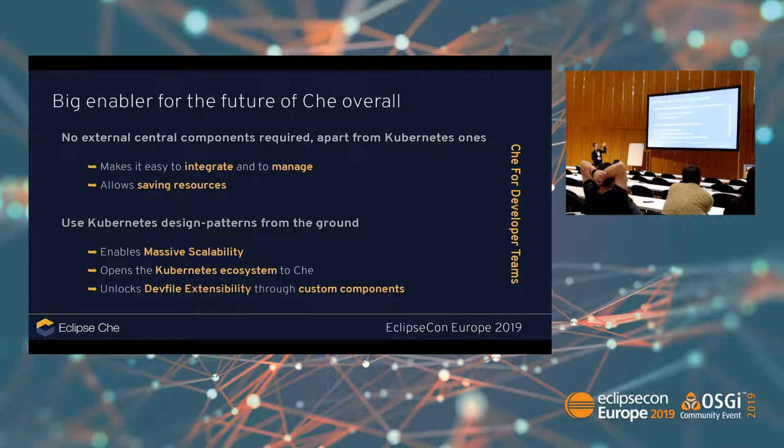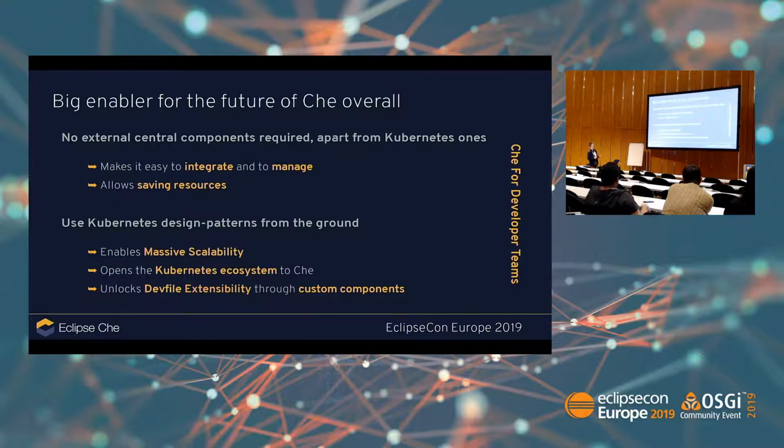Briefly, a big enabler for the future of Che overall, because you don't have external central components required. So that makes it easy to integrate, easy to manage, releases the burden of maintenance, and also, of course, saves resources, as we showed previously. And then using Kubernetes design patterns from the ground up would enable really massive scalability. You just add clusters, you just federate clusters if you need, and everything is stored in the etcd database and managed in deployments that will be created on each cluster.